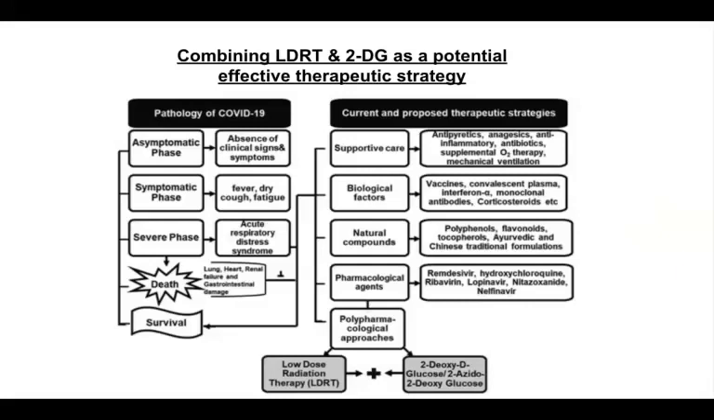This is a potential area of exploration to combine the hormetic effects of low-dose radiation and the potential multitude of targets that 2-deoxy-glucose has, and their synergistic response in cases of moderate to severe COVID-19, where we can tackle both the infectious component that would be attributed to 2DG and the inflammatory component that would be attributed to the low dose radiation predominantly.